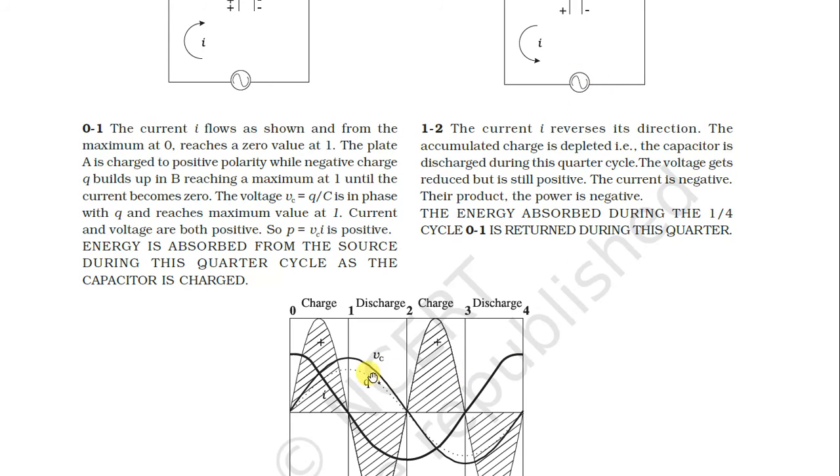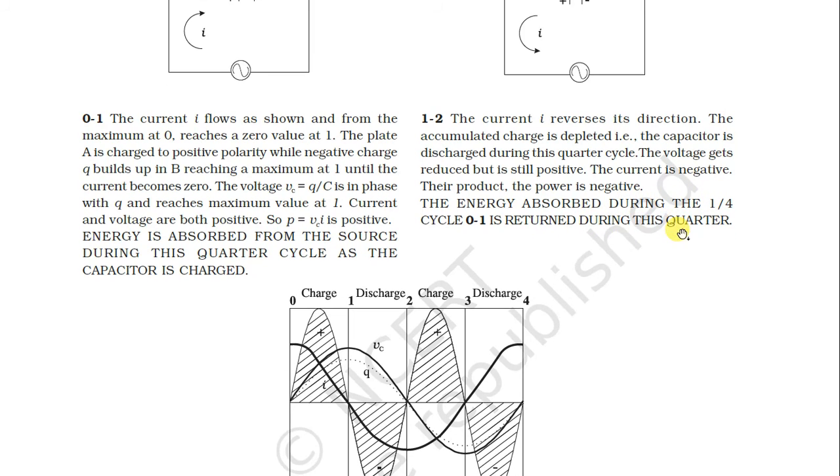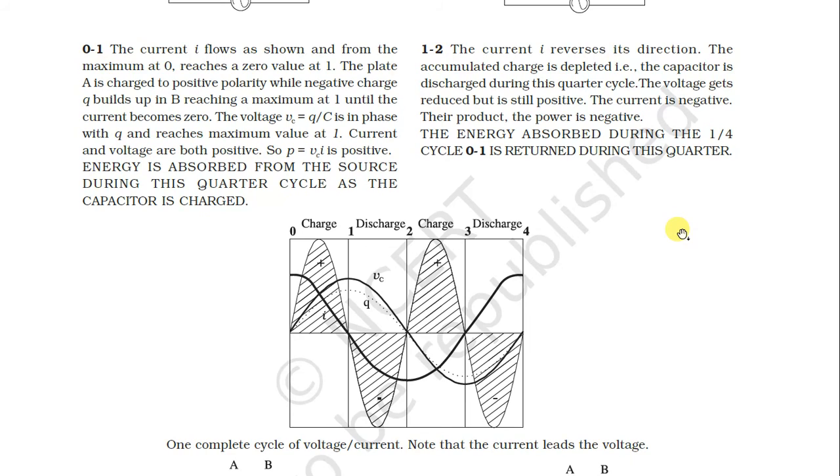See, the voltage is in the positive portion and the current in the negative portion. So the power is negative because the current is negative. It means the energy absorbed during the previous quarter cycle is returned during this quarter cycle. Whatever energy was stored previously, we are returning in this quarter cycle.